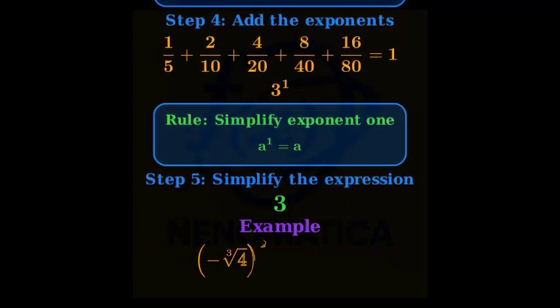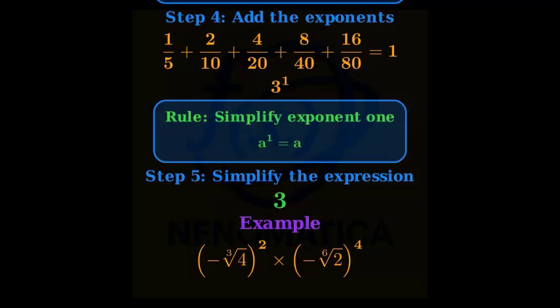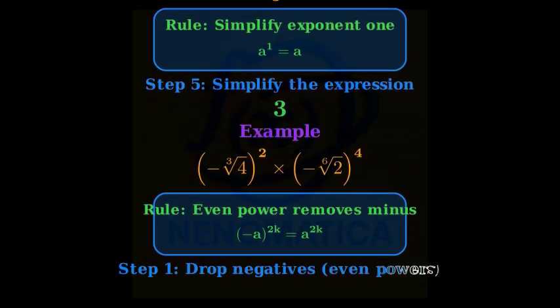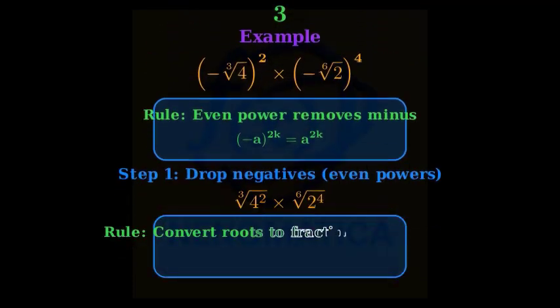Example. Now simplify the product with cube and sixth roots. First, because the exponents are even, the negative signs disappear. Rewrite the radicals as fractional exponents. Reduce the fraction 4 over 6 to 2 over 3.